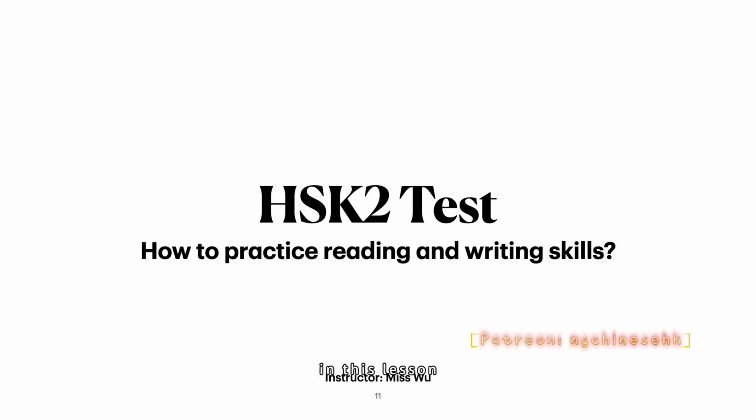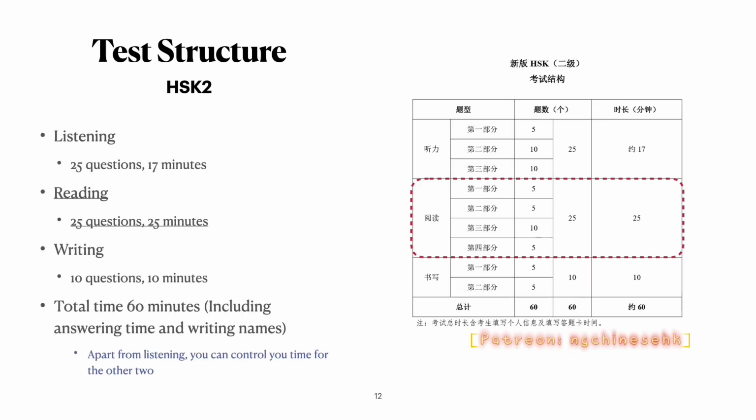In this lesson, we will say something about reading and writing. Reading, we have 4 parts. Writing, we have 2 parts. 25 questions for reading and 10 questions for writing. And you have a total of 35 minutes to complete all the questions for these 2 parts.